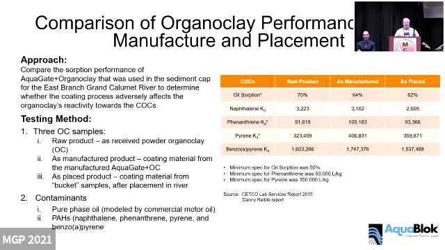So we did some testing to take a look at organoclay in particular, and this was pretty interesting. We did a large project on the East Branch of the Grand Calumet River, and the idea here was to take a look at not only just the raw organoclay and how the material would perform for a number of different contaminants of concern, but also to look at, okay, so we're taking that organoclay product and we're making it into something called AquaGate plus organoclay. And so how does the organoclay perform once we convert the raw material into a product?